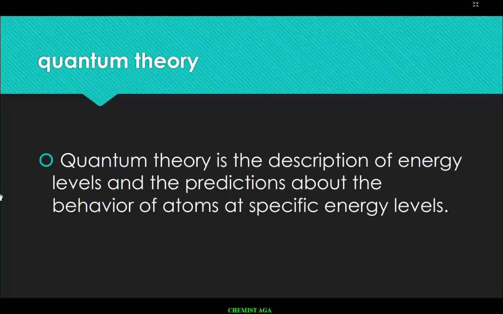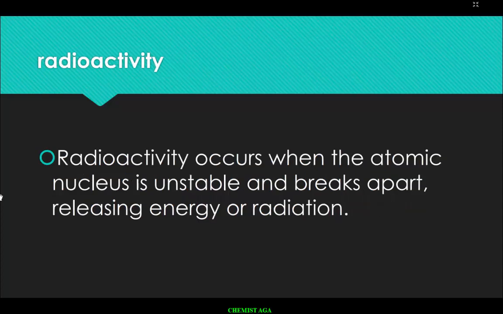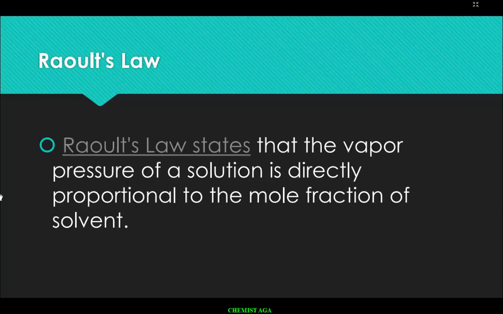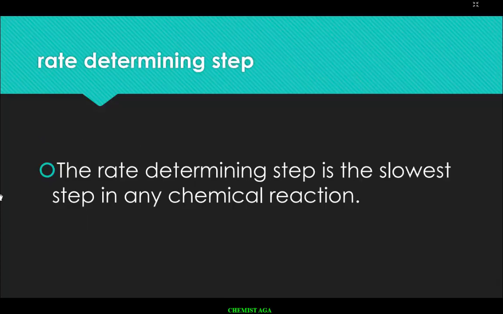Quantum theory. Quantum theory is the description of energy levels and the predictions about the behavior of atoms at specific energy levels. Radioactivity. Radioactivity occurs when the atomic nucleus is unstable and breaks apart, releasing energy or radiation. Raoult's law. Raoult's law states that the vapor pressure of a solution is directly proportional to the mole fraction of solvent. Rate determining step. The rate determining step is the slowest step in any chemical reaction.